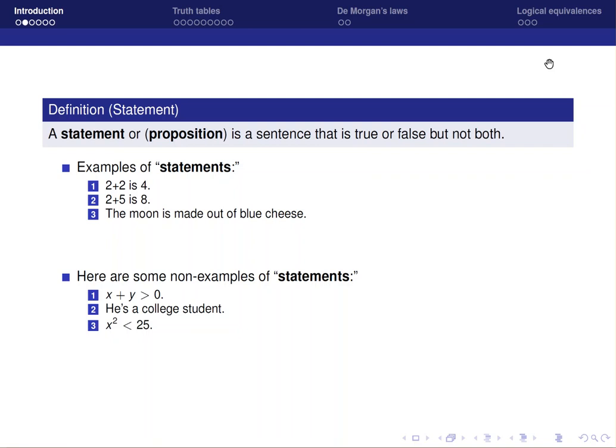And finally, x squared less than 25 is an example of a non-statement because again, we don't know what x is. Depending on the value of x, if x is 1 for example, then the statement would be true. If x is 10 for instance, then 10 squared will be 100, which is not less than 25, so now all of a sudden the inequality becomes false. So again, that is an example of something that is not a statement.